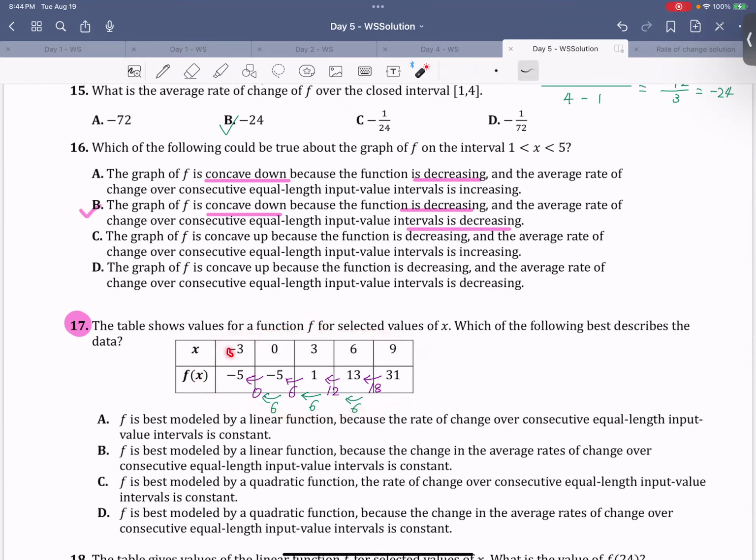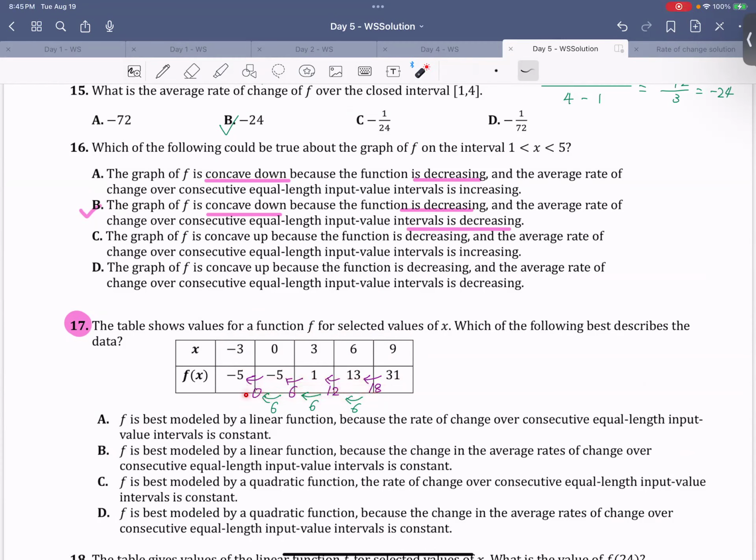When I see a table question, I always check whether x is increasing by a constant value, because I don't want to be misled by this. So first, this is constant. And then I do this difference, right? 31 minus 13 is 18. This is 12. This is 6. This is 0. And then I do this difference, which is a constant. So, Sophie, your first rate of change is not a constant. So this is not a linear one, right?